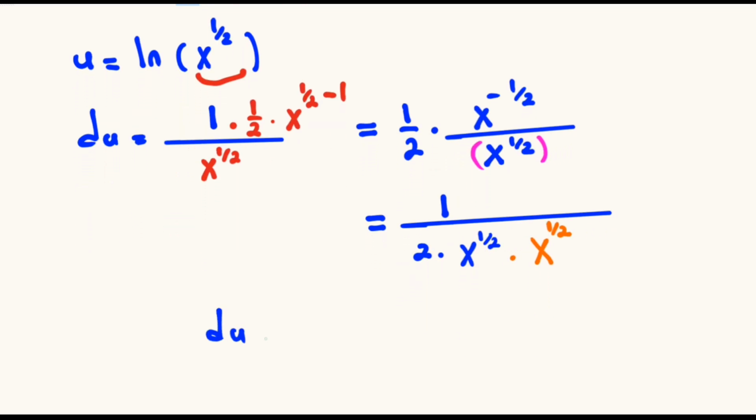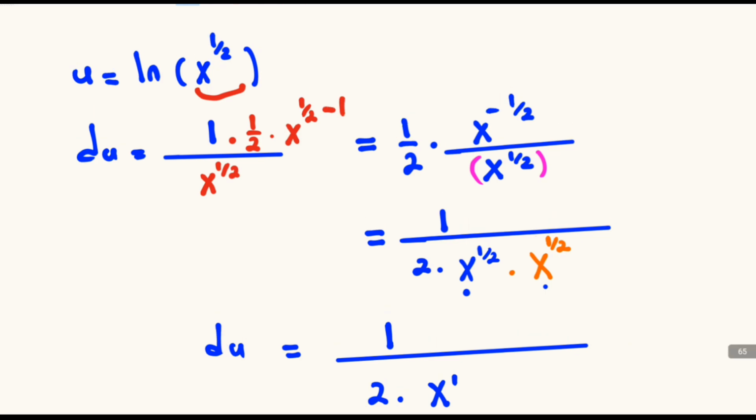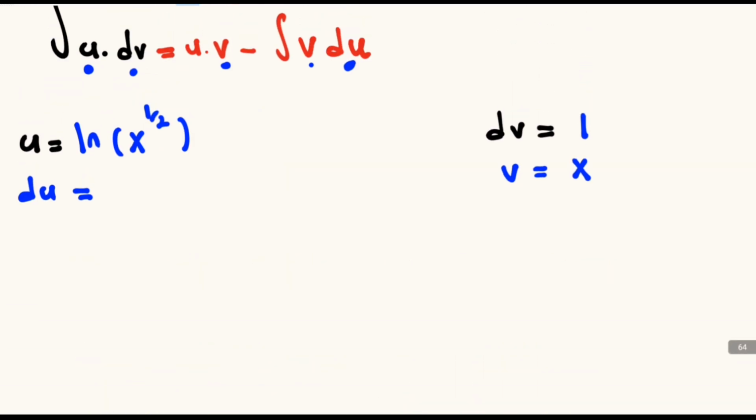and our du will be equal to 1 divided by 2 multiplied by x raised to the power half multiplied by x raised to the power half. So the bases are the same, we add the exponents. Half plus half will be equal to 1. So the du will be equal to 1 divided by 2 multiplied by x. So our du is equal to 1 divided by 2 multiplied by x.